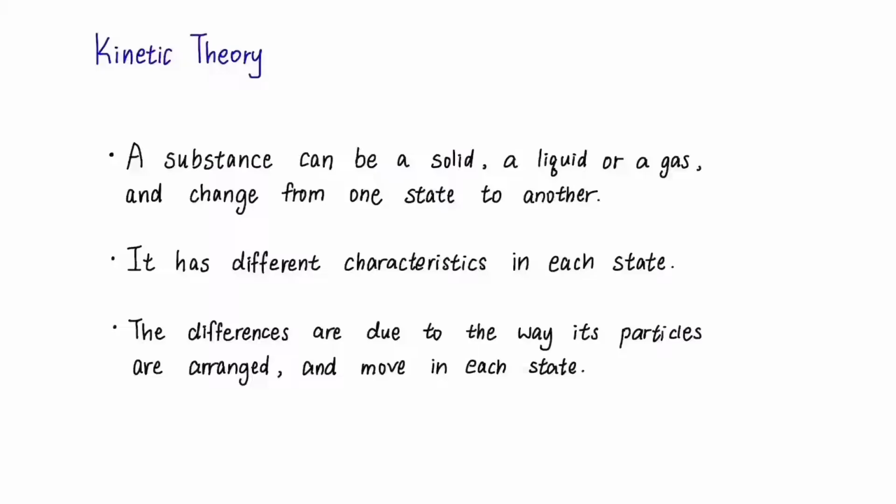What we have covered so far sums up and explains the kinetic theory. Here's a list of points that define kinetic theory. A substance can be a solid, a liquid, or a gas and change from one state to another, for example, from a liquid to a gas. It has different characteristics in each state, for example, solids do not flow. The differences are due to the way its particles are arranged and move in each state. For example, gas particles are far apart from one another.